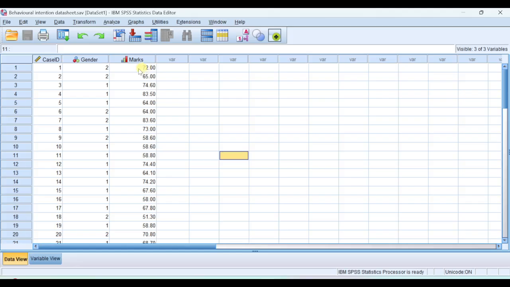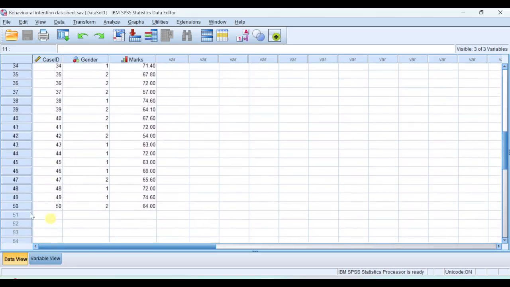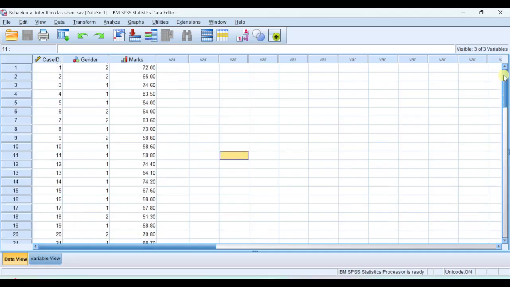So you see here, these are at a ratio level: 72, 65, 74.6. These marks are out of 100. And we have 50 cases with us. You see here, we have 50 cases with us, case ID 50. So we are not going to use the gender for the purpose of one sample t-test.